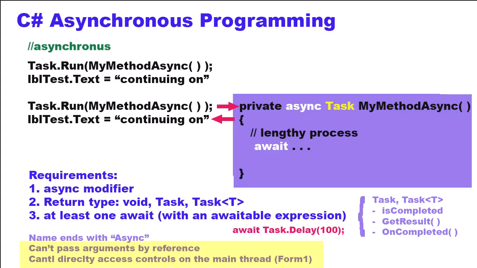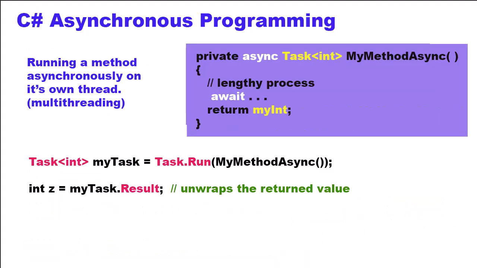A couple things to be aware of is we can't pass arguments by reference, though we can pass them by value, and we can't directly access controls on the main thread. I'll show you in a minute how to get around that. We can create an asynchronous method and not have it run concurrently. I think the biggest advantage of using asynchronous methods is where we want to have multiple processes happening at once. And while the creation of an async method doesn't guarantee that happening, we can make that happen using Task.Run. So that'll run it in its own thread, its own timeline.